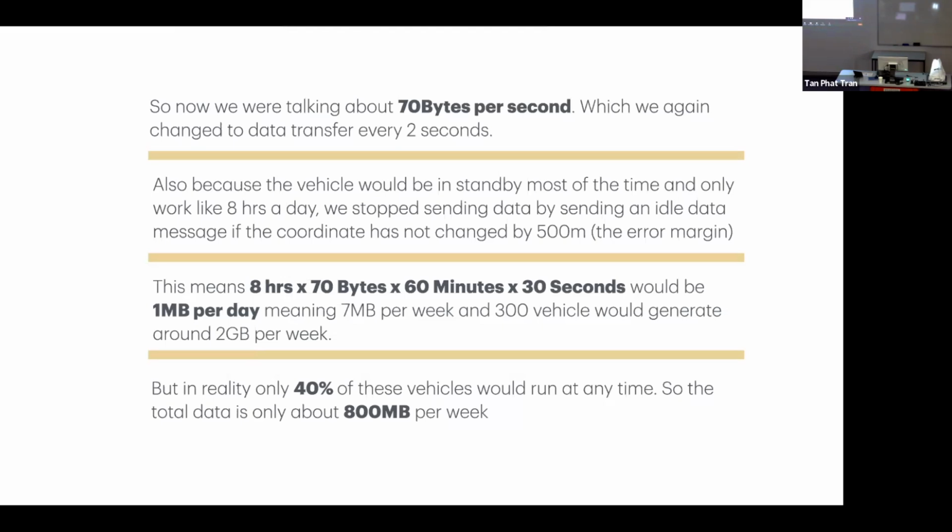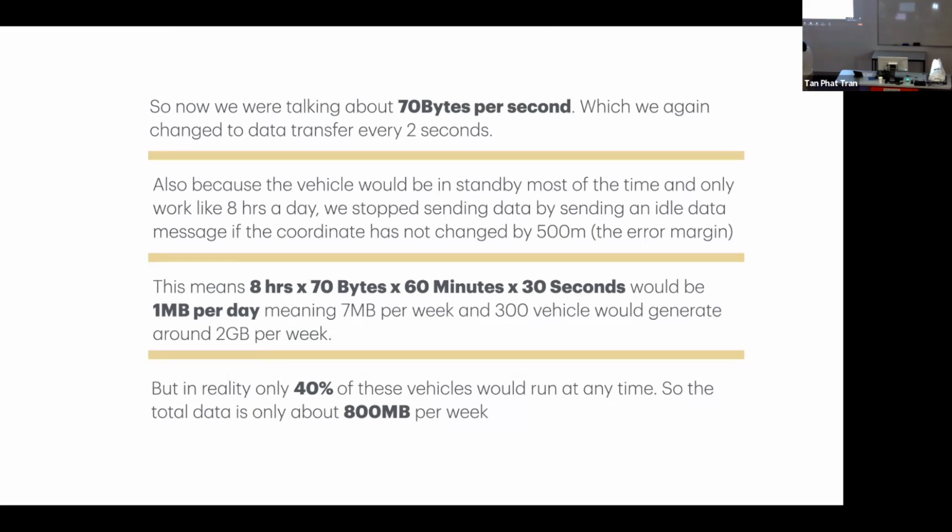And then also, because the vehicle will be in standby, it started working just for 8 hours. So when the GPS coordinate of the device is not changing for a while, the device will stop sending data. So that means we're still cutting down on data. It's 8 hours, 70 bytes, 60 minutes, 30 seconds, that's 1 MB per day. So it's like 2 GB per week.